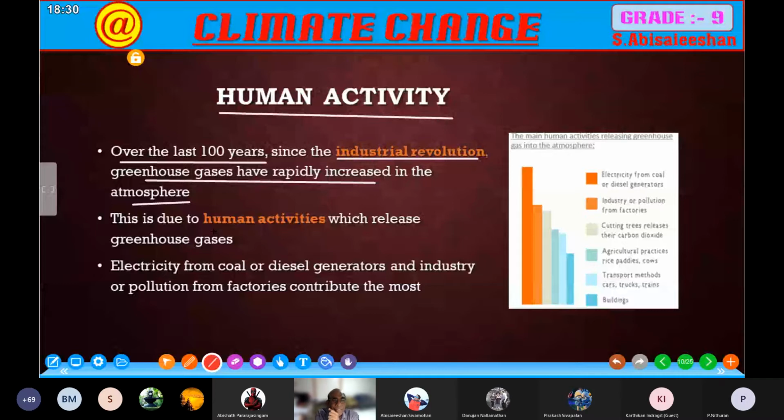Here you can see the graph. Yes, we can see the graph.